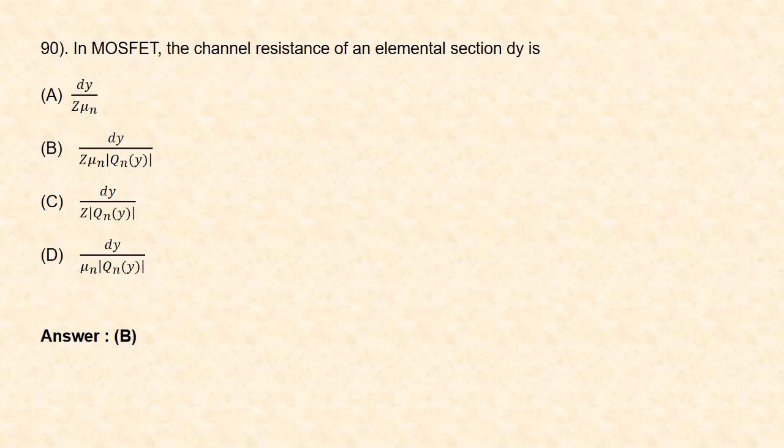Next question. In MOSFET, the channel resistance of an elemental section dy is given by the formula dy divided by Z into mu n into magnitude of Qn of y. Here Z is the width and mu n is the mobility and Qn is the charge in the inversion layer per unit area.